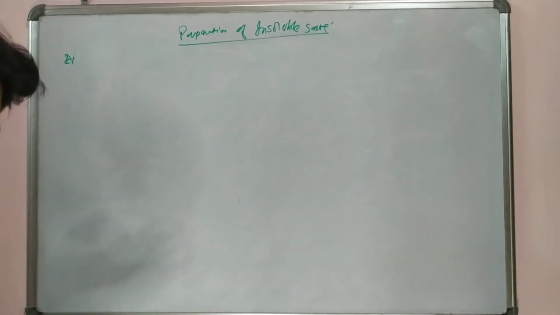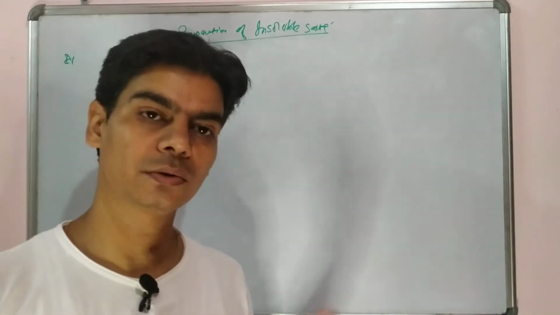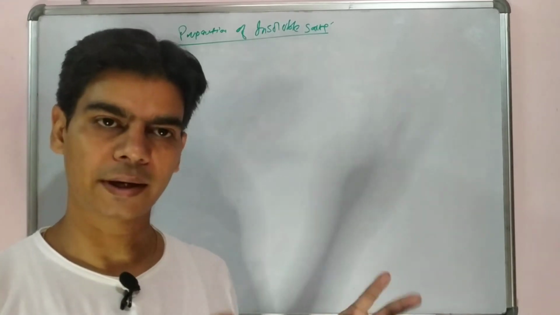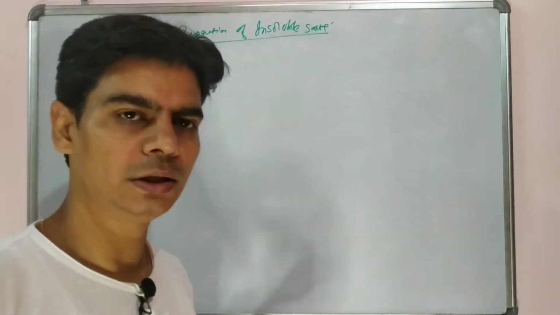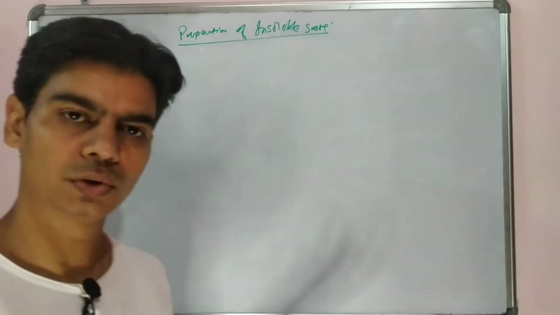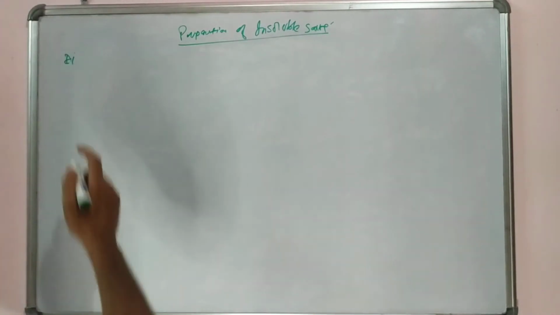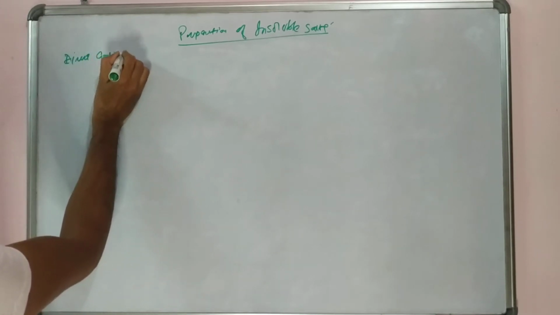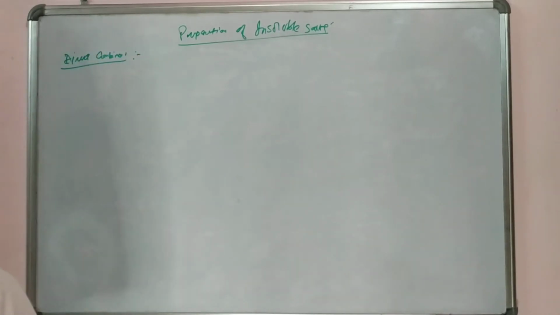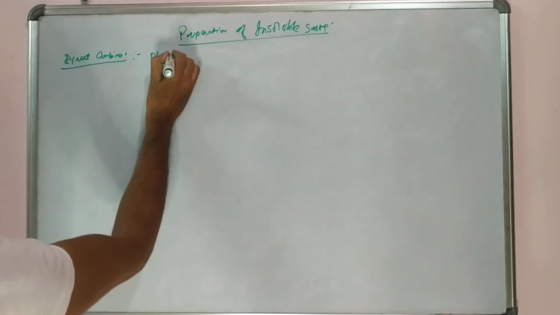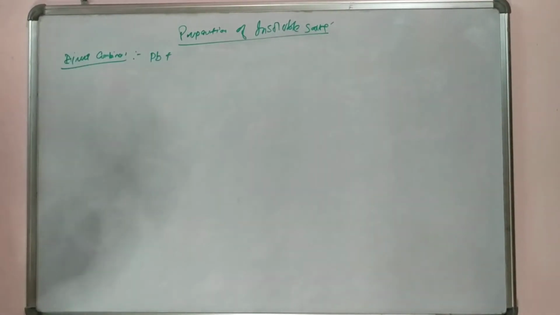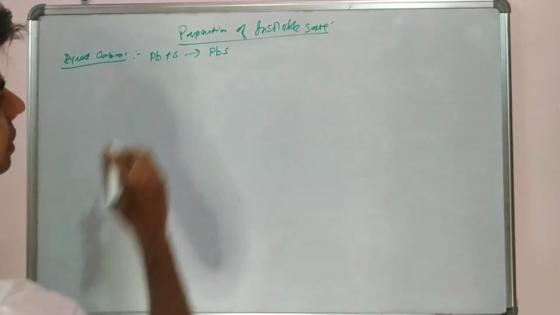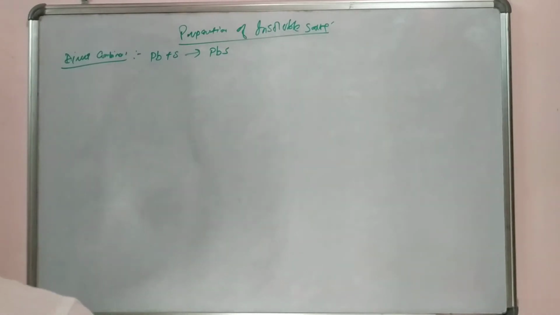Like in the earlier lecture, where we studied how we prepare soluble salts using the direct combination method, similarly we prepare insoluble salts also using direct combination. In this, it's like lead. Lead metal, when it is heated with sulfur, will form PbS, lead sulfide. This is an insoluble salt.